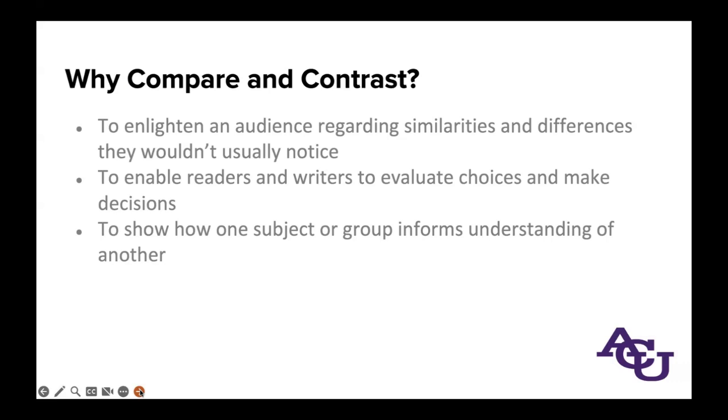So, enlightenment is the first thing. You're going to enlighten your audience to see things that they wouldn't normally see, comparing and contrasting. Okay. Second, decision making. You might want to do a compare and contrast and look at subjects differently to enable your audience, other readers and writers, to be able to evaluate their choices and make better decisions.